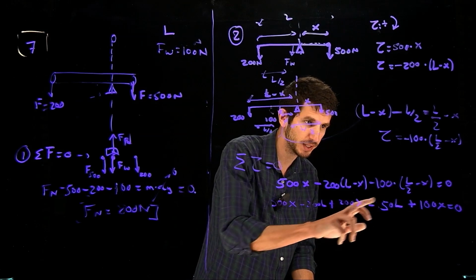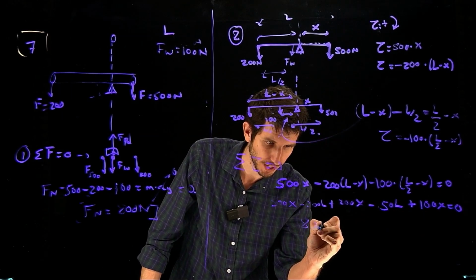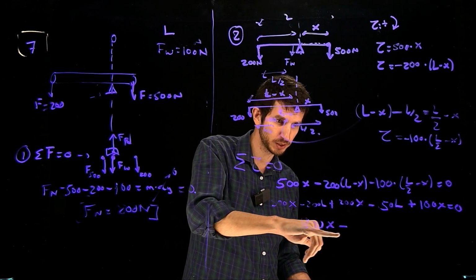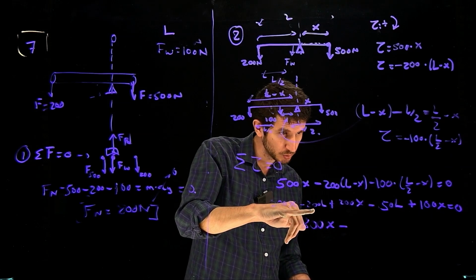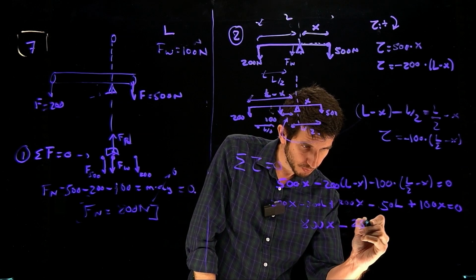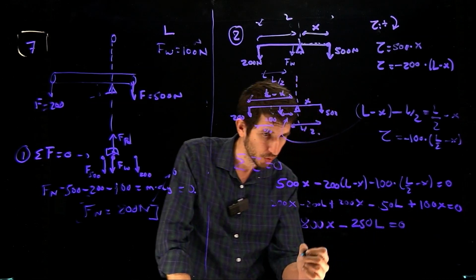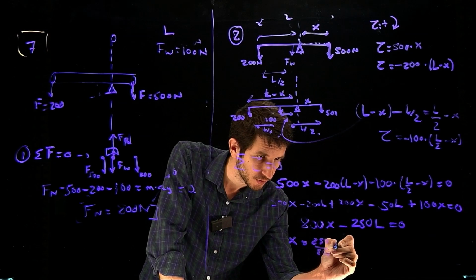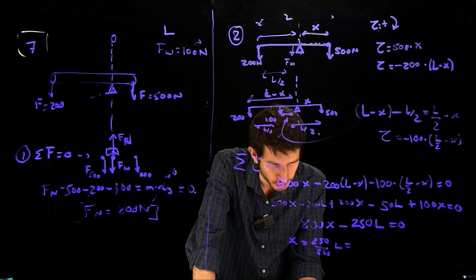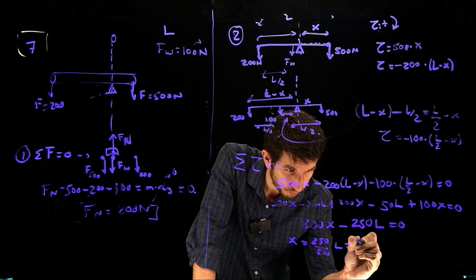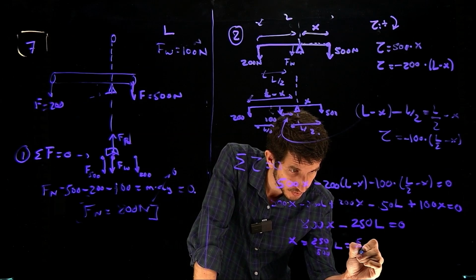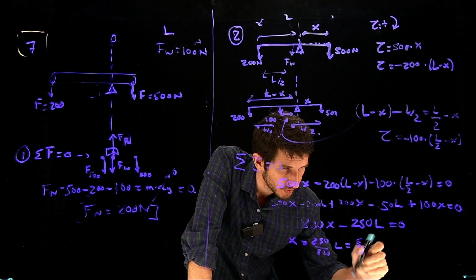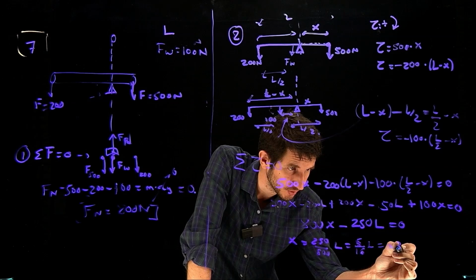So let's add up. That's 500, 700, 800. So we have 800x, and what else? Minus 250L. And that needs to be 0, which means that x is going to be 250 divided by 800 L. And in terms of 50, that's 5, and this is 16. So that's 5/16 L, that's 0.31 L.